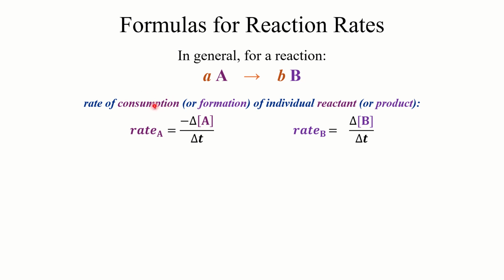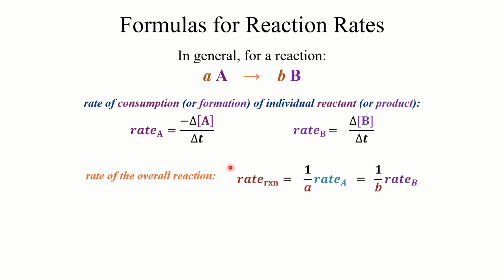So we can say then that the rate of consumption or formation of an individual reactant or product, so the rate of consumption for a reactant, or rate A, is negative delta A over delta T. The rate of formation for a product would be rate B equals delta B over delta T. The rate of the overall reaction, or rate reaction, equals 1 over a times rate A, equals 1 over b times rate B. So remember that the overall rate of the reaction is related to the rates of the reactants and products.